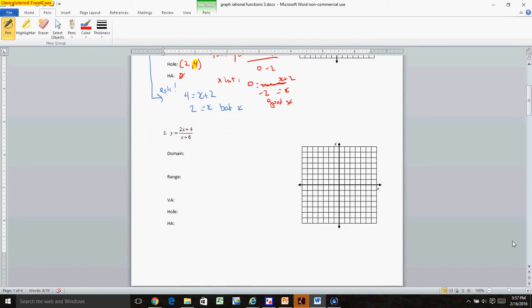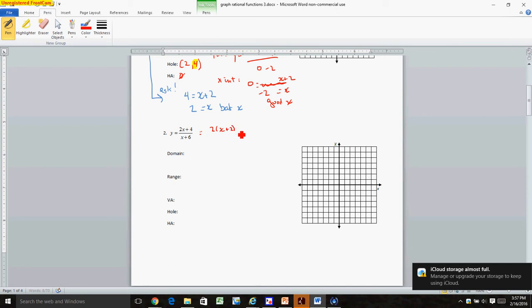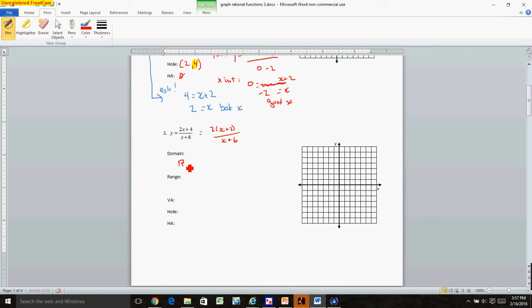So let's look at the next one. The next one also not too bad. Factoring, it really is just a constant. Factoring a constant out. The domain is all real numbers, X is not equal to negative 6, but since that factor didn't cancel with anything, negative 6 is a VA. That needs to be labeled.